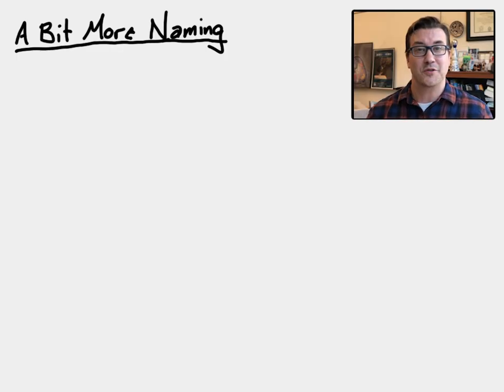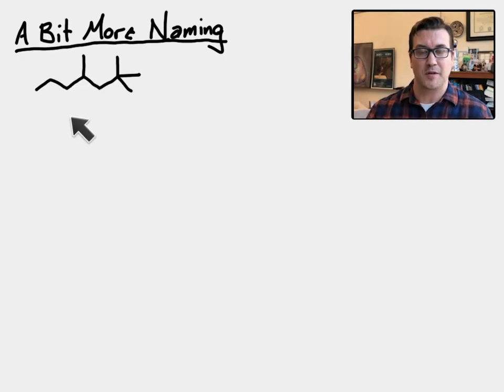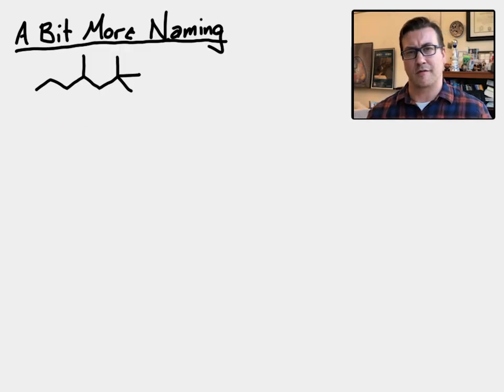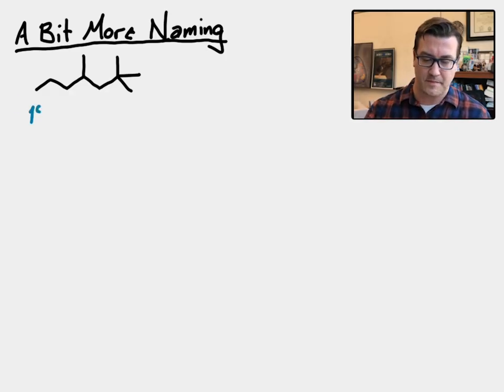Hi, in today's short video we'll be doing a little bit more naming. So if we had this type of molecule, we'd want a way of talking about these carbon atoms without having to say the one on the right, the one on the left. And so we can talk about them based on how many other carbons are bound to these atoms.